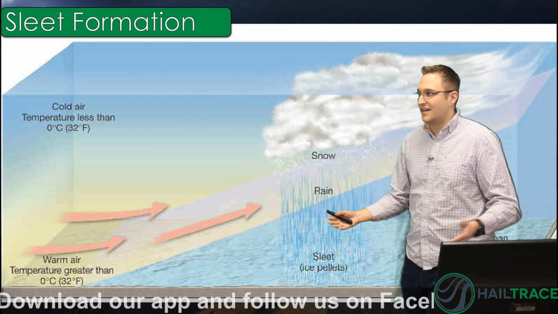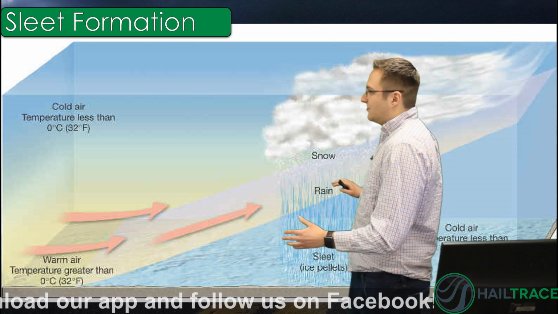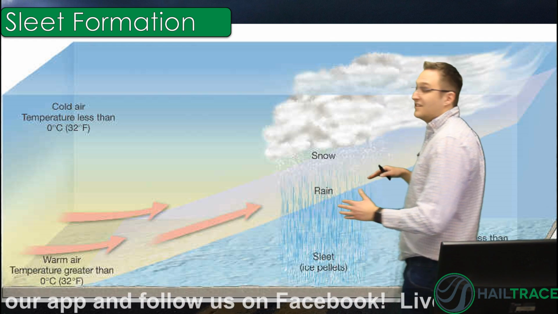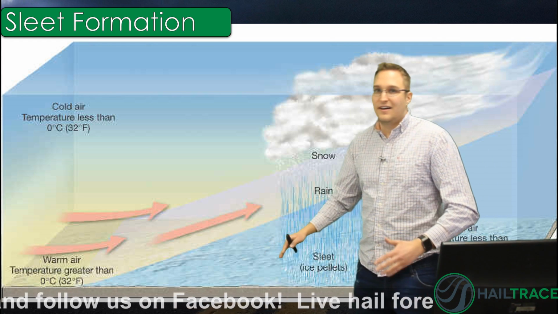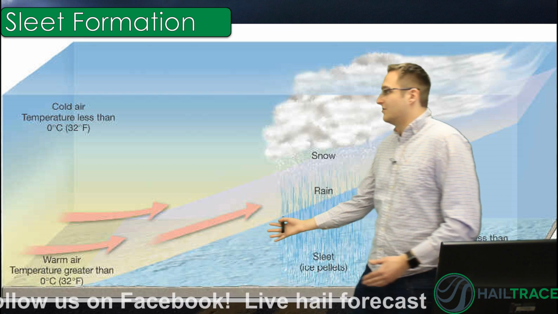Well, why is that the case? The cold front will move through, and since cold air is more dense than warm air, it wedges under that warm air, and there's nowhere else for the warm air to go except up.